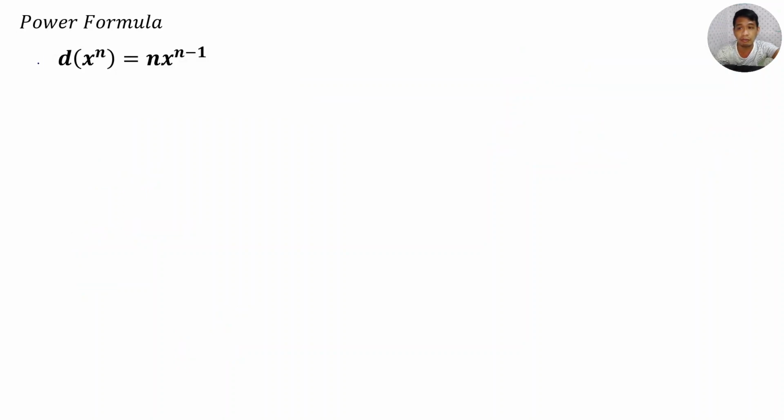So the second one will be the power formula. For every value of n, which is a set of all real numbers, the derivative of x to the n is equal to n x raised to n minus 1. So we know that this is differentiated with respect to x. So let's try an example.